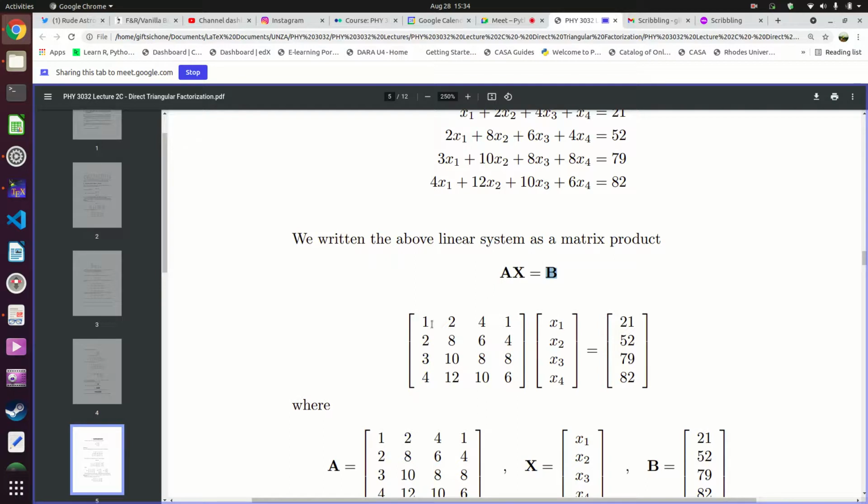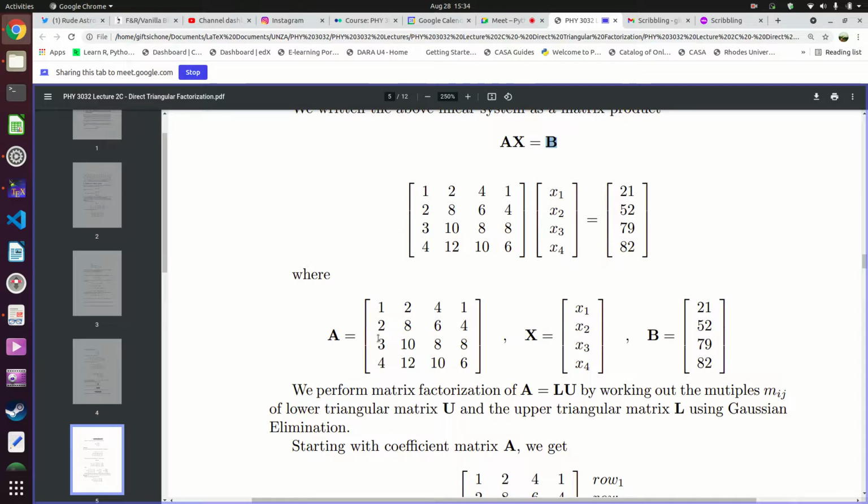So in that case, your A is going to be 1, 2, 4, 1 in the first row. In the second row, you've got 2, 8, 6, 4. In the third row, you've got 3, 10, 8, 8. Then in the fourth row, you've got 4, 12, 10, 6. So this is going to be your A. Then your X is x1, x2, x3, x4, and your B is 21, 52, 79, 82. As we have said, this is your A, this is your X, and this is your B.